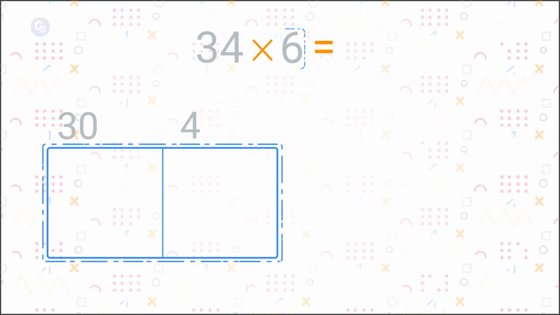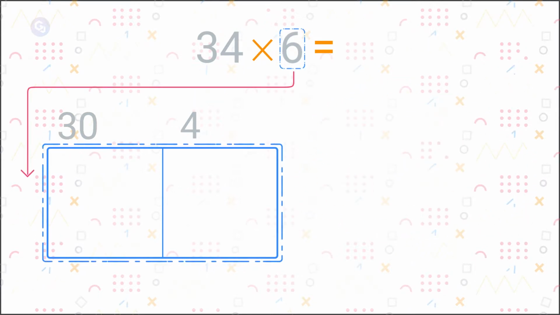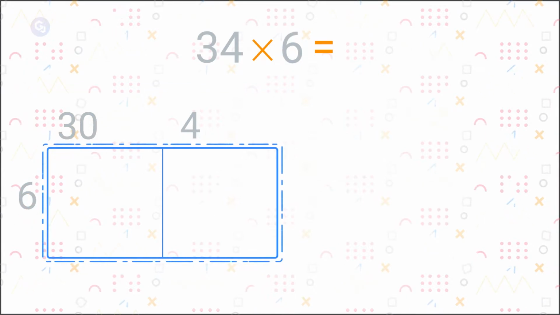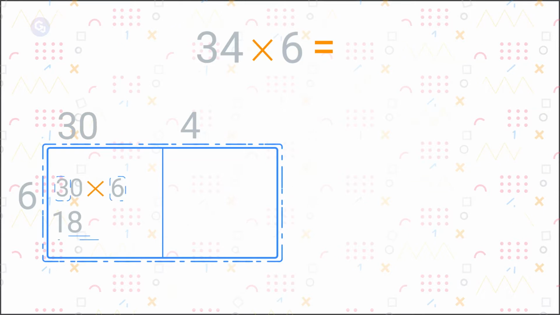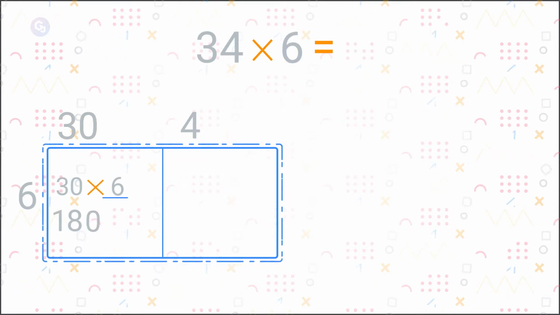Now I'm multiplying all of this by 6, so I will just put the 6 on the side of the area model. Now in this first box on the left, what two numbers am I multiplying? In this box I'm multiplying 30 times 6. What does 30 times 6 equal? Well, if you ignore the 0 in 30, you can multiply 3 times 6 to get 18. Then you just add in that 0 you left out, so 30 times 6 equals 180.